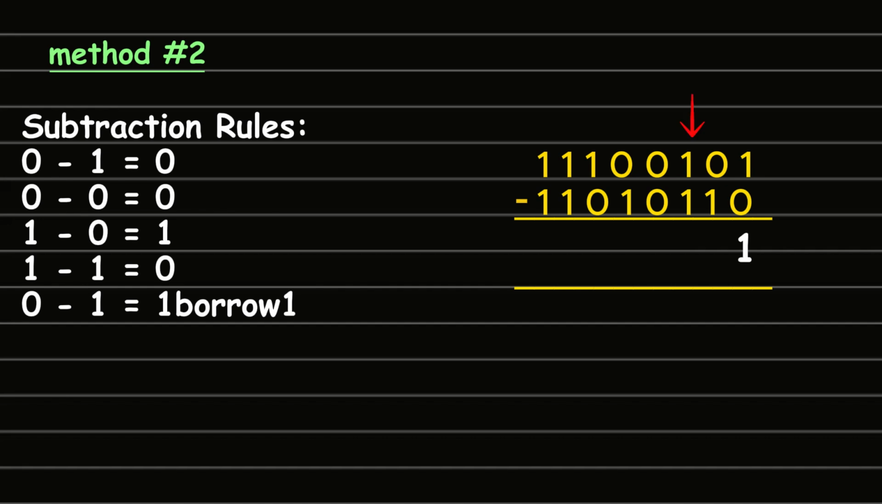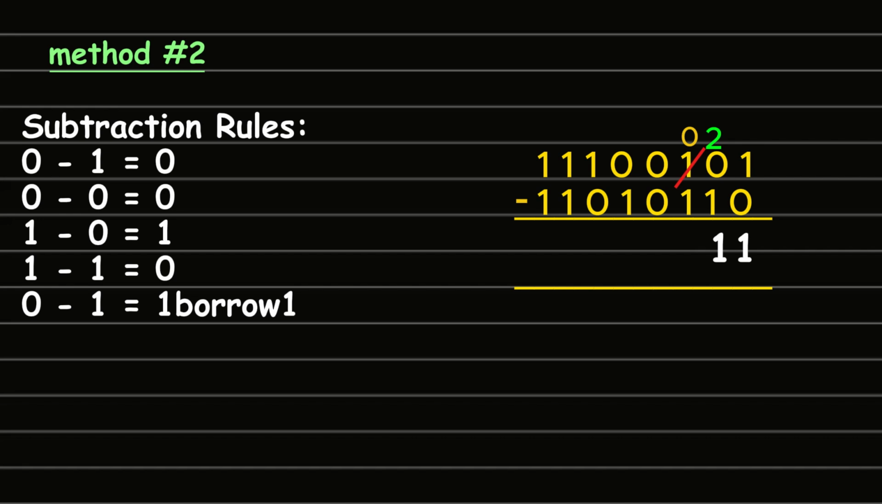But here is the twist. We don't borrow 1, we borrow 2. It seems confusing, but don't worry. It will all make sense once you begin practicing. So the 0 becomes 2 and the 1, from which we borrowed the 2, becomes 0. 2 minus 1 is 1.